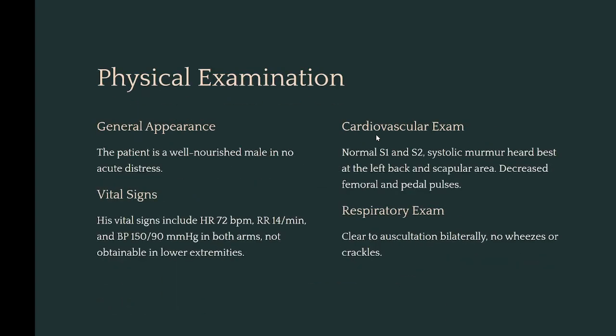Physical examination: general appearance: well-nourished male in no acute distress. Vital signs: HR 72 bpm, RR 14 per minute, BP 150/90 mmHg in both arms, not obtainable in lower extremities. Cardiovascular exam: normal S1 and S2, systolic murmur heard best at the left interscapular area, decreased femoral and pedal pulses. Respiratory exam: clear to auscultation bilaterally, no wheezes or crackles.